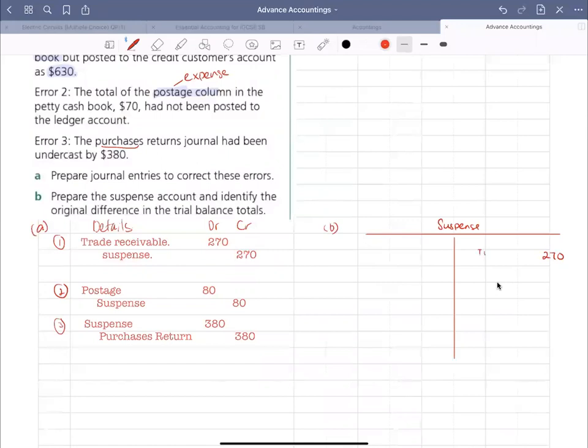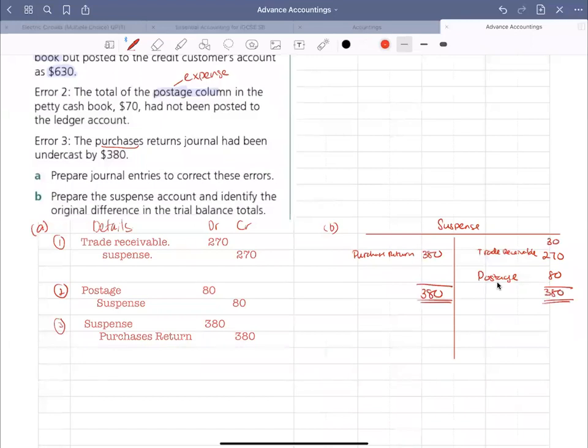So here it is trade receivable. Then suspense 80 to postage. And suspense 380. I'm also going to leave a blank up there for purchases return. So now, whatever that is done, we'll just close the balance as it is. You can see whichever side is higher, we're just going to put it as a balance. 380 is higher, 380 is higher. So here I have 350.